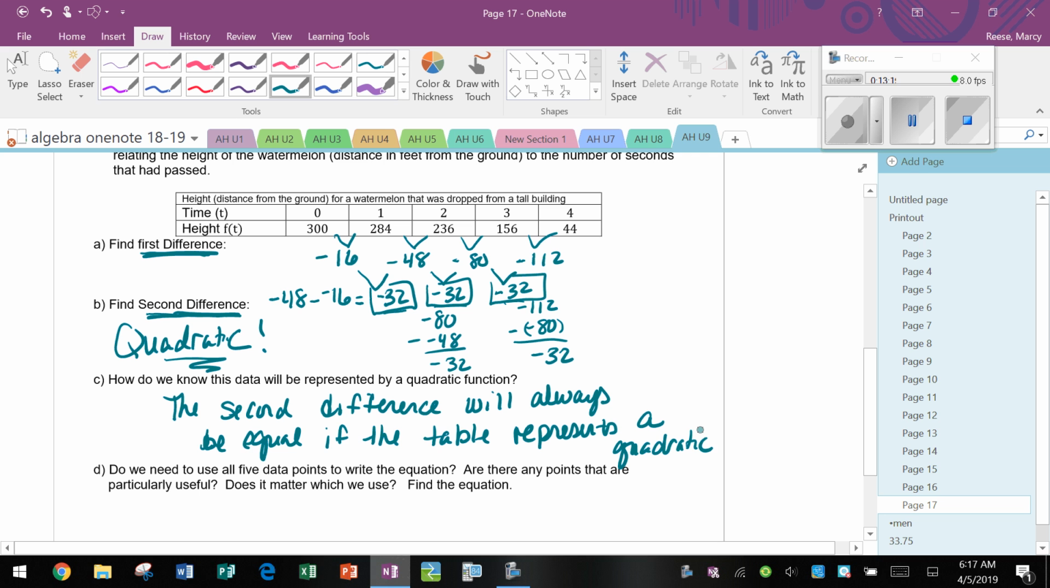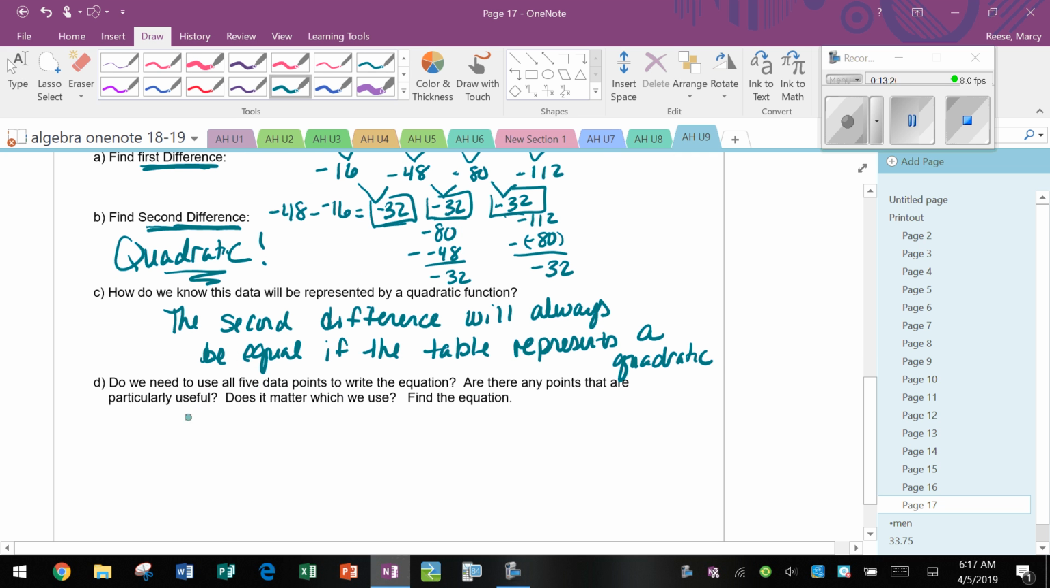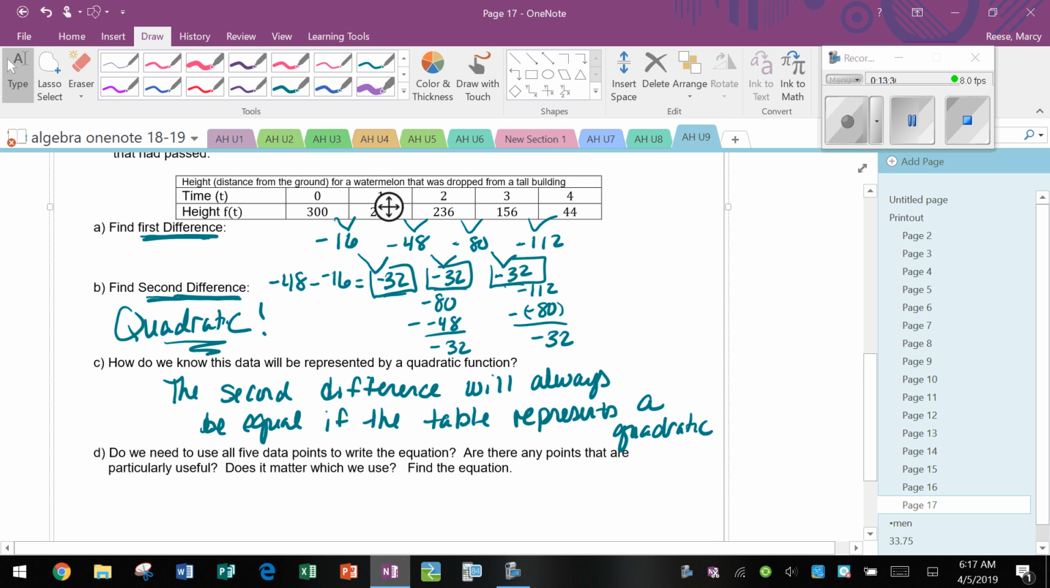Okay, so we determined that that's a quadratic. Do you need all 5 points then to write the equation? No. Are there any points that are particularly useful? Yes. Okay, well, let me explain. I'm going to go up to that table, and I see 1, 2, 3, 4, 5 points, right? 0, 1, 2, 3, and 4.